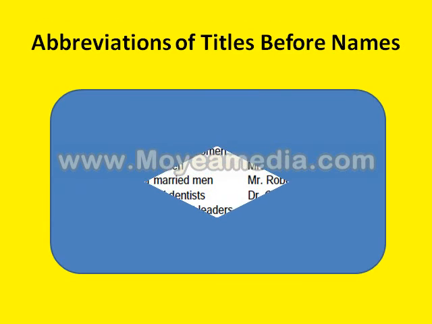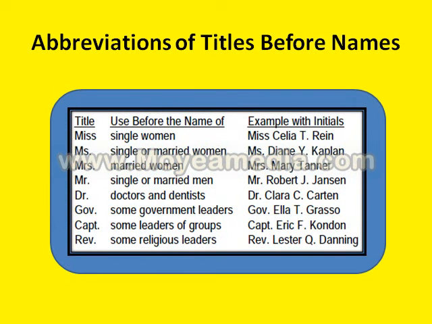So the first one, we use the title Miss, M-I-S-S, for single woman. Example, Miss Celia T. Rain. We also use MS followed by a period for single or married woman. Example, Ms. Diane Y. Kaplan.